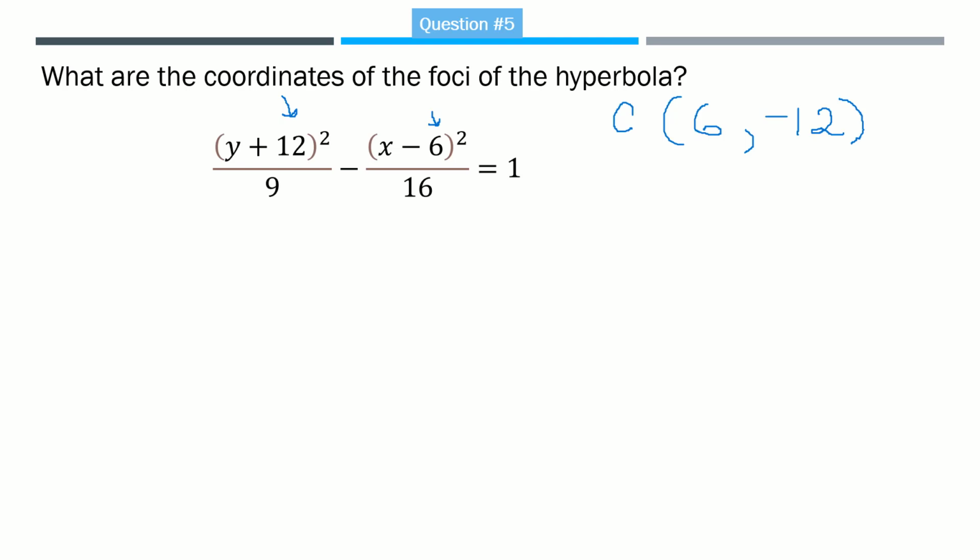All right, now we want to find the coordinates of the foci. So we need to find C, because C will give us the length from the center to each of the foci. Now we have a squared. Oops, the a goes with the x. So we have a squared is 16. B squared is 9. And our formula to find C is a squared plus b squared equals c squared.